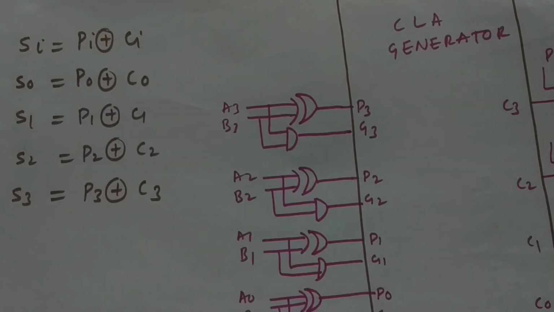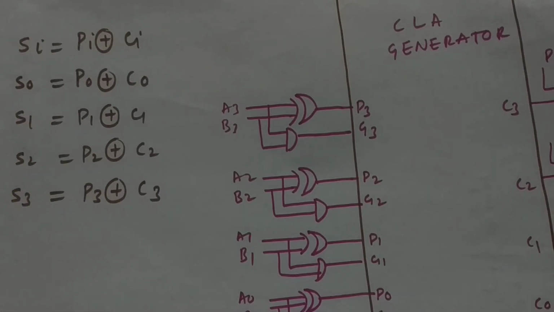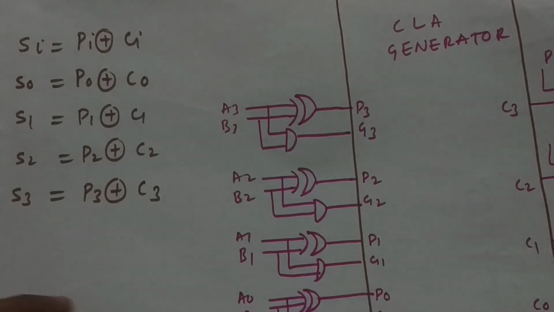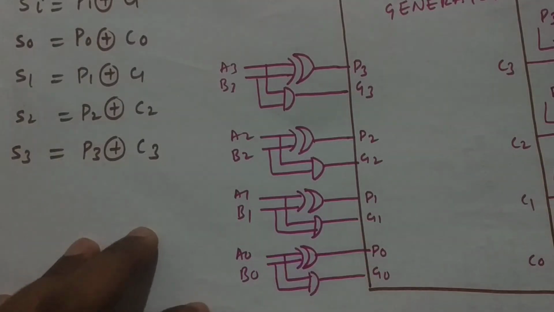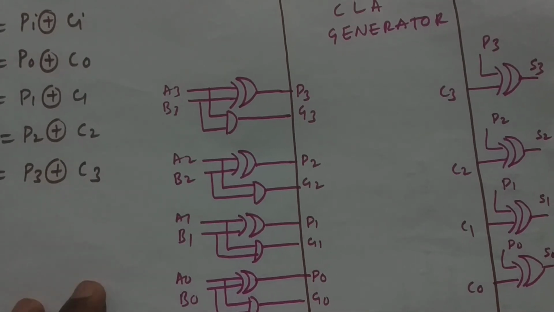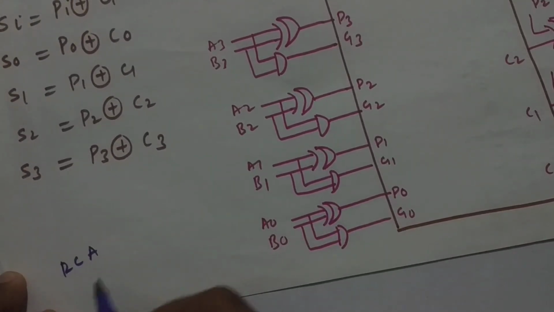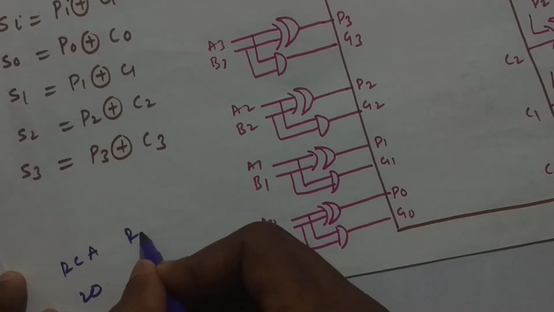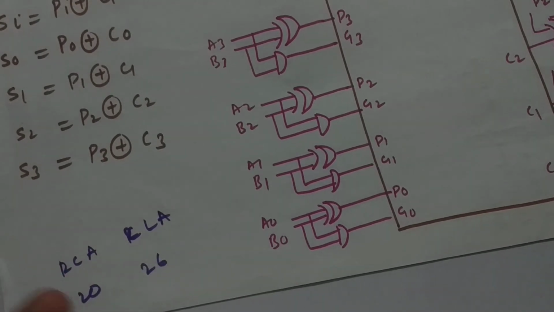You know Pi and you know Ci, so it will not take as much time as the ripple carry adder, where it will depend upon C2 and C3, because here C3 is generated based upon C0 and the present values. So the time delay is reduced. The problem with the carry-lookahead adder is that the number of gates is increasing. For a 4-bit adder, the ripple carry adder uses 20 gates, whereas the carry-lookahead adder uses around 26 gates. So we are using some extra gates to reduce the time.